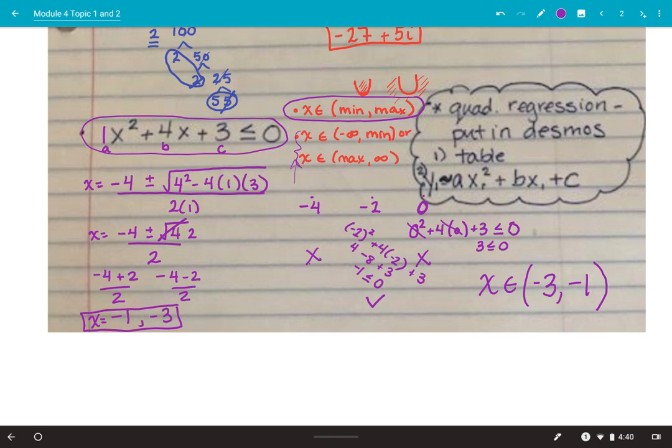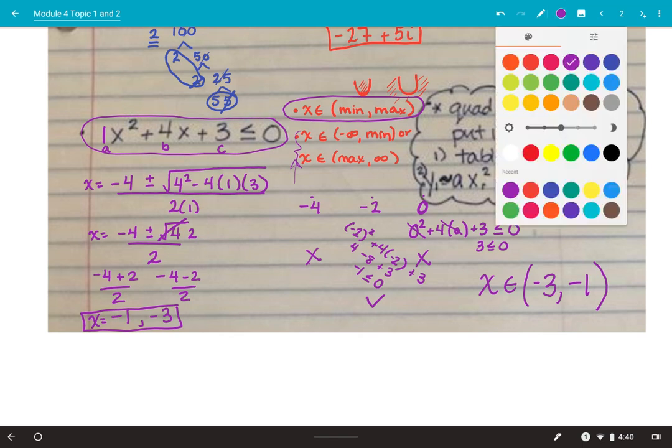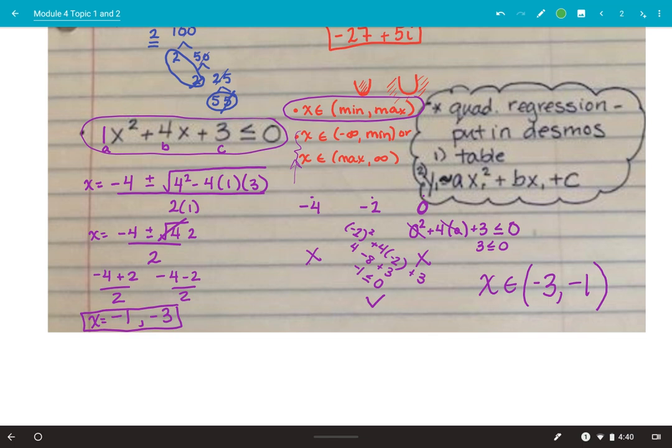Now, they do have one question on the test. I'm not sure if it's on the quiz, but I know for sure it's on the test. They're going to do the quadratic regression. The first thing is you want to put the table into Desmos. I'll show you how to use that in a minute.